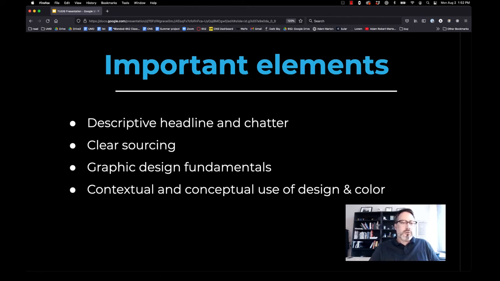And I also try to use graphic design fundamentals: contrast, repetition, alignment, unity, gestalt, and really contextual and conceptual use of design, color, and typography. That's where graphic design really comes into it for me. Trying to have concept-driven, idea-driven design elements that help push a story forward, push a graphic forward, and also using color and design to contextually place a graphic within the story and within the other design elements in a story.